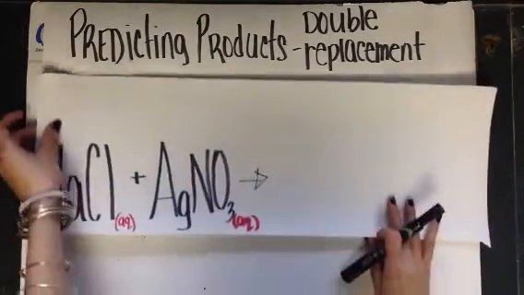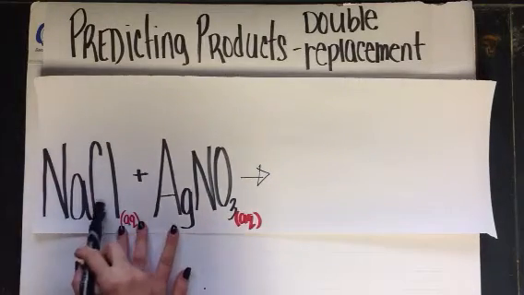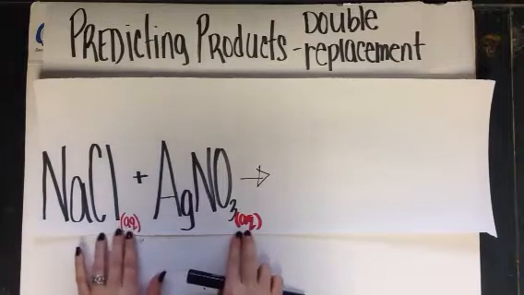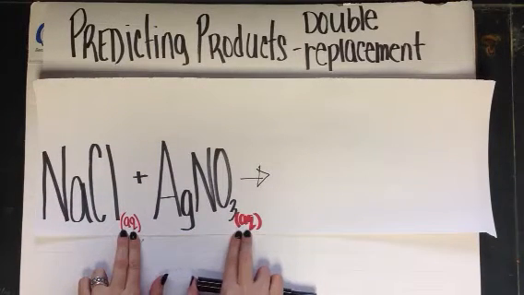Here's our first example. I have NaCl, sodium chloride, and silver nitrate, AgNO3. And if you notice, all of my substances start off as aqueous, meaning they've all been dissolved in water. They're all soluble in water. So let's go ahead and predict these.